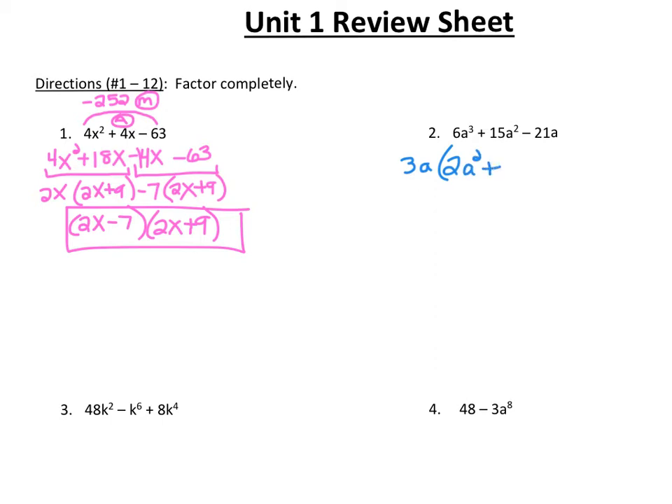15 divided by 3 is 5. And we had two a's being multiplied together, but we took one of them out, so we still have 1 left to put in the parentheses. And then bring down the minus sign. 21 divided by 3 is 7. And we had an a, but we took it out, so we don't have an a left to put here. So we're going to close up the parentheses.